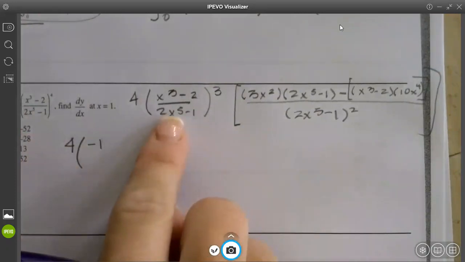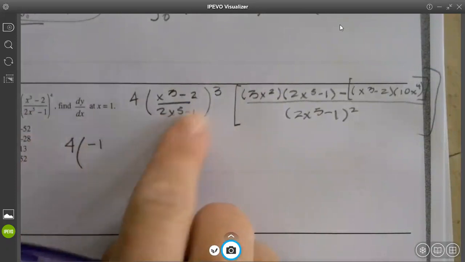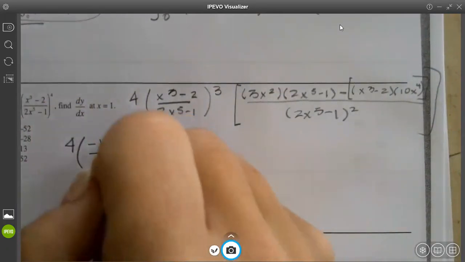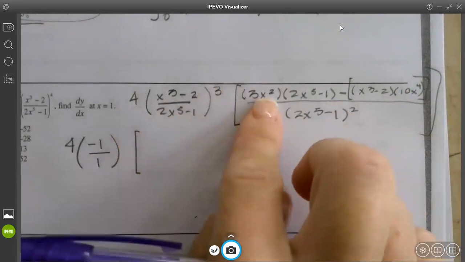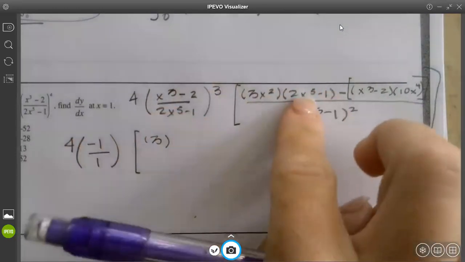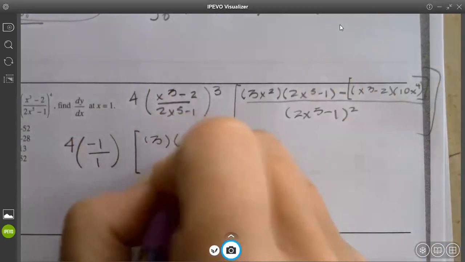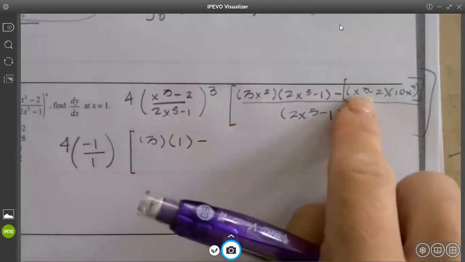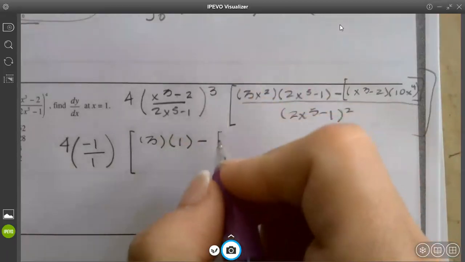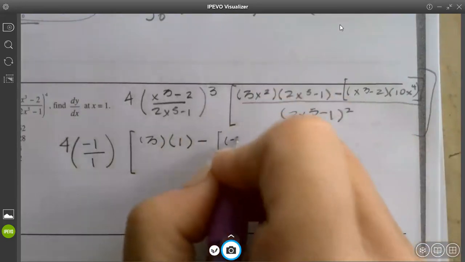1 to the 5th is 1 times 2 minus 1 is cubed is 1. On this side, 1 squared times 3 is 1 to the 5th times 2 minus 1 is 1 cubed minus 2 is 1 minus 2, negative 1.